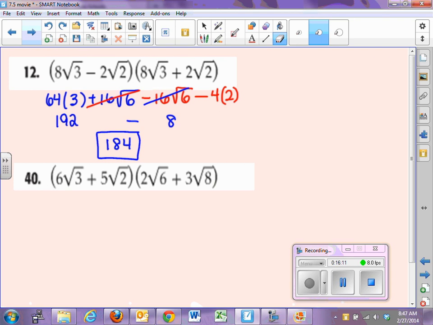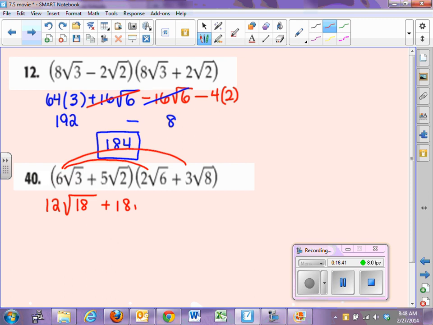Those are not conjugates. We'll probably end up with some type of radical. We don't know. Let's see. When I multiply the first one times the first, I get 6 times 2 is 12, times the square root of 3 times 16, which is 18. I have a feeling that simplifies. I'll do that in the next step. 6 radical 3 times 3 radical 8 is a positive, because it's positive times positive. 6 times 3 is 18, and then square root of 3 times 8 is 24.